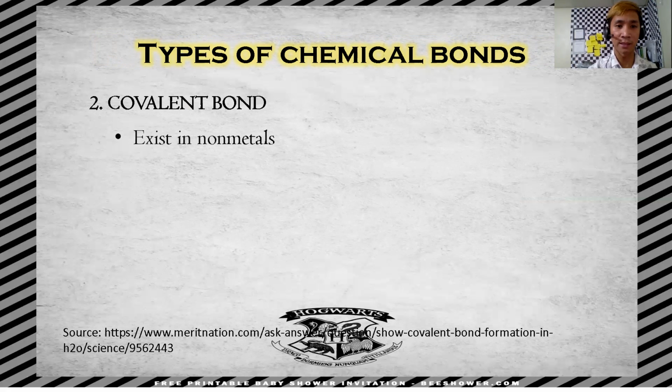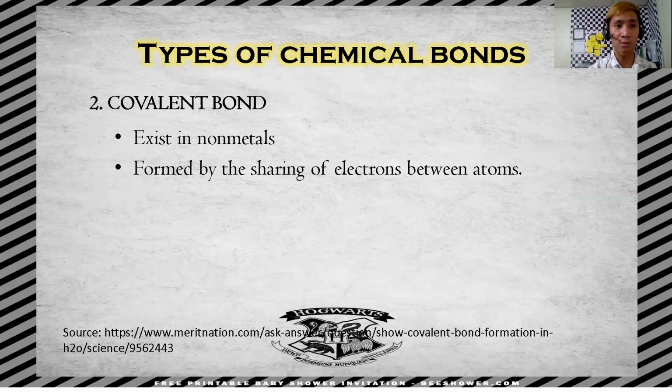Okay, so next one is covalent bond. Covalent bond exists in non-metals, formed by sharing of electrons between atoms. So this one, sharing naman. Kung kanina, yung ionic bond, you need to transfer ng electrons from metals going to non-metals. Ito naman, both non-metals, but they are going to share their electrons in order to form a bond.